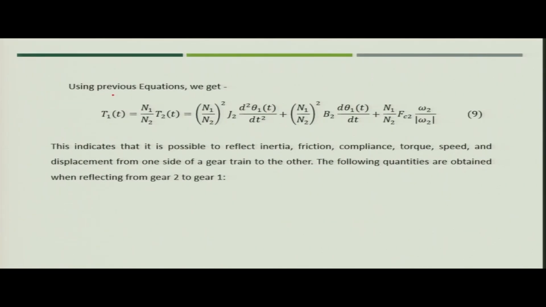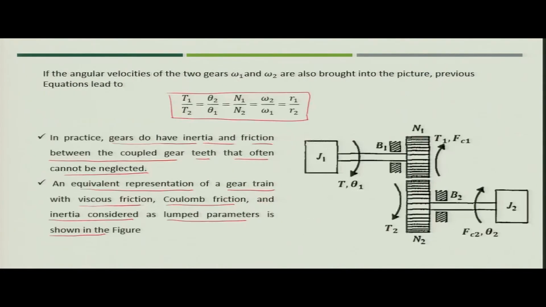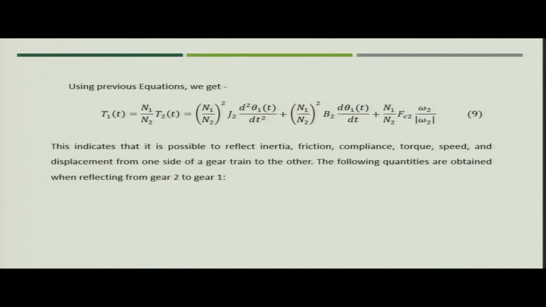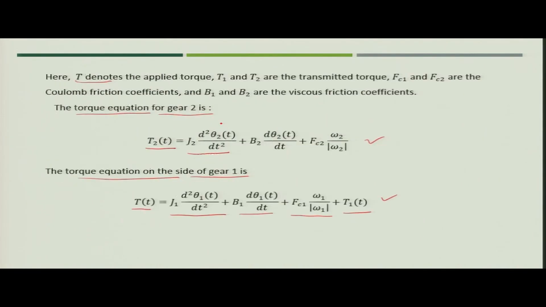Using the previous correlation which we just saw, that is T1 by T2 is equal to N1 by N2, T1 is nothing but T2 into N1 by N2. So, we will use T1 is equal to N1 by N2 into T2, we write the equation of T2 here and simplify with the help of these two equations.